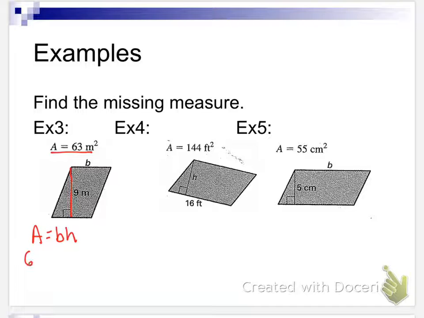We know our area is 63 meters squared. We know our height is 9 meters, and our base is being represented with a B. I'm going to divide each side by that 9 meters to get B isolated. You have meters squared on top and just a meter on the bottom, so those are going to go away. And then 9 goes into 63 4 times. So we see that our base is going to be 4 meters long.